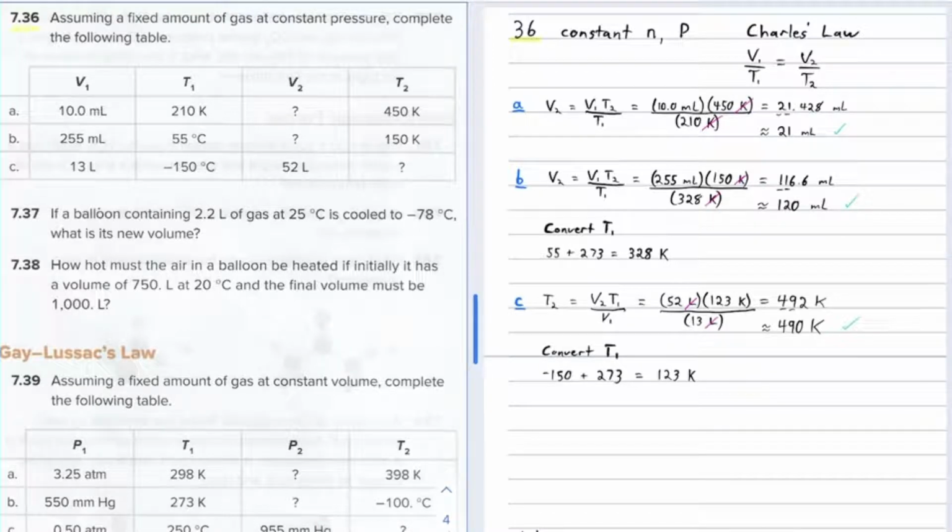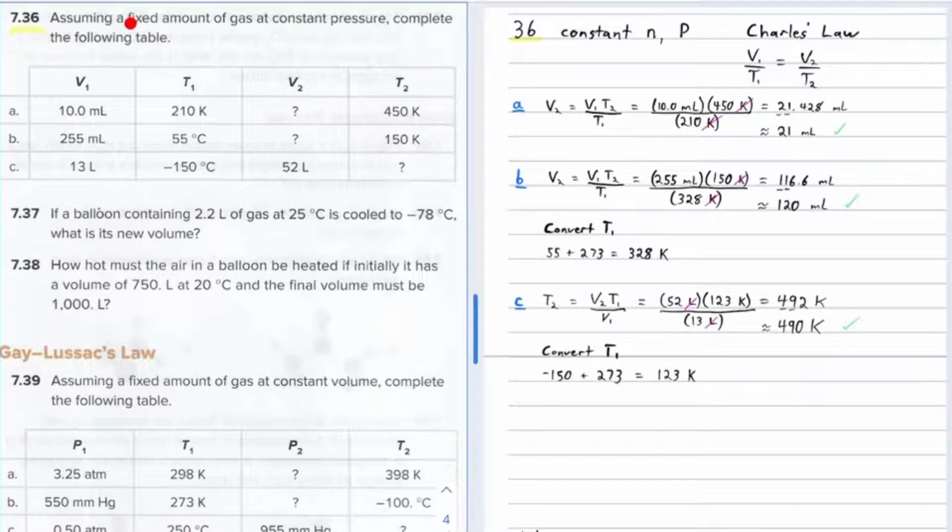Number 36. Assuming a fixed amount of gas at constant pressure, complete the following table. So you're given V1, T1, and V2, T2 information, and you're asked to solve for either V2 or T2. And you got to do 3 of these problems.